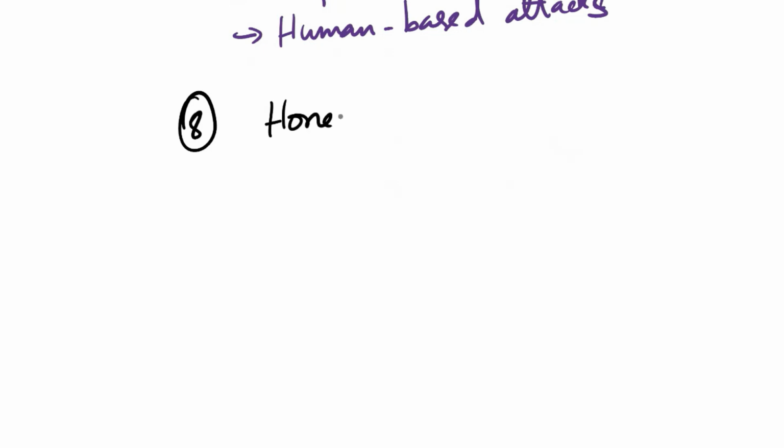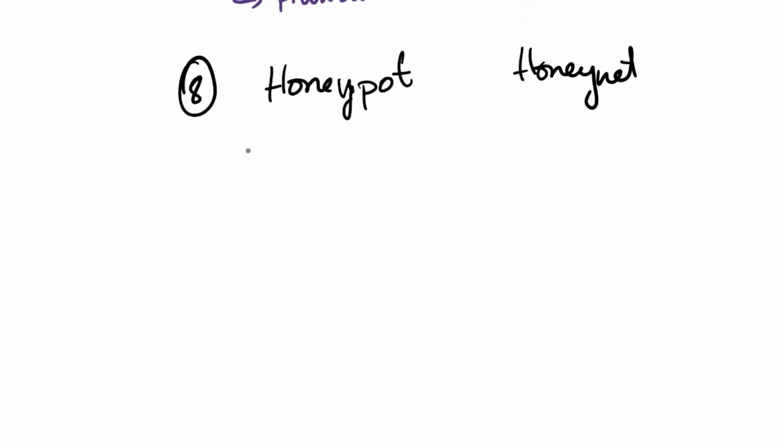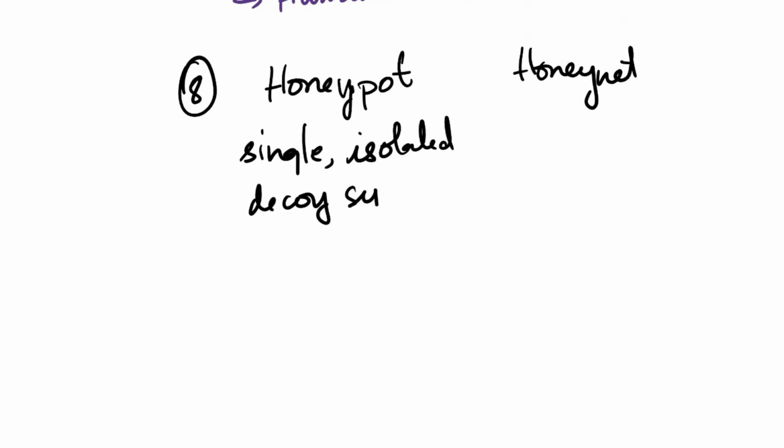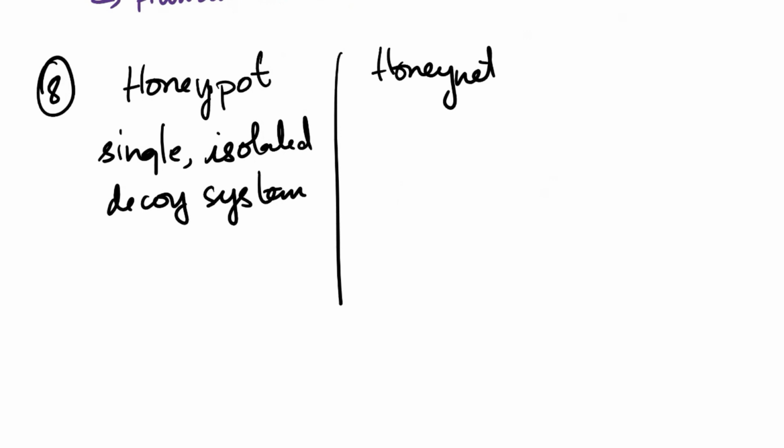Describe the terms honeypot and honeynet. A honeypot is a single, isolated decoy system or service that is set up to attract and monitor attackers. It is a single point of focus designed to mimic a specific system or service. Whereas a honeynet is a more comprehensive and complex network of interconnected honeypots and other security tools. It mimics an entire network environment with multiple systems and services, providing a broader attack surface.